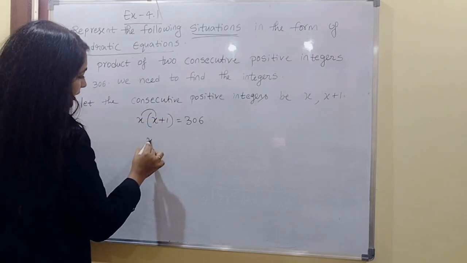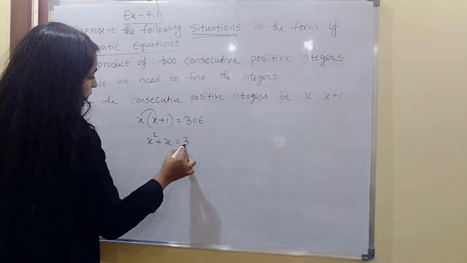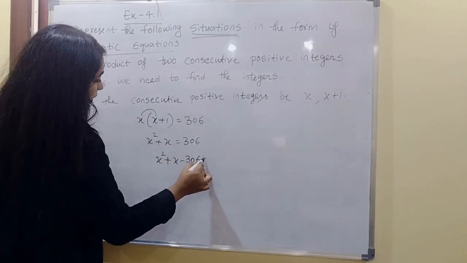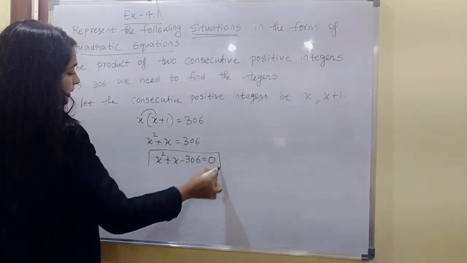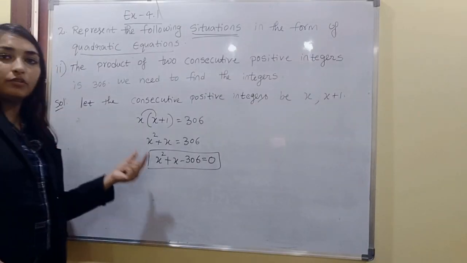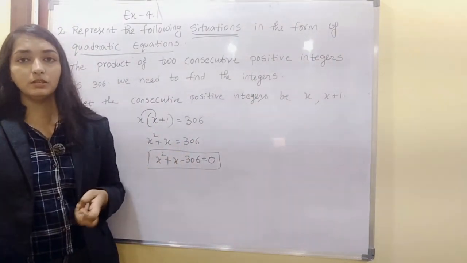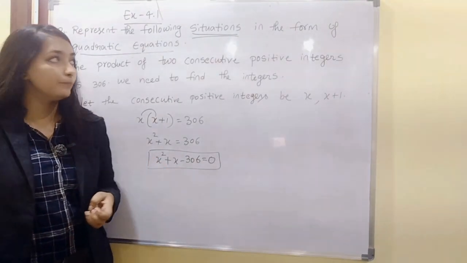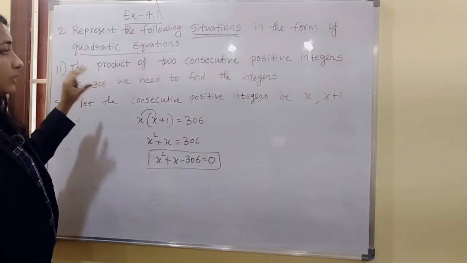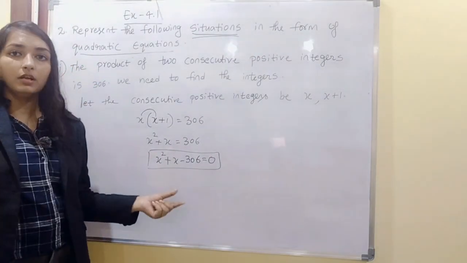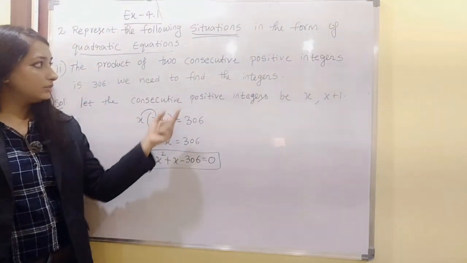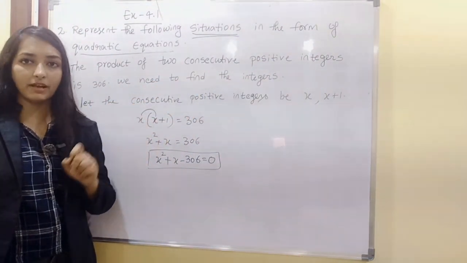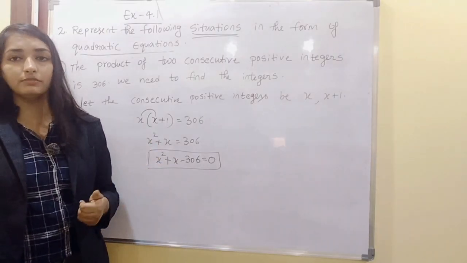You multiply x into x, x square plus x is equal to 306. x square plus x minus 306 is equal to 0. Okay. See, we got the equation in the form of ax square plus bx plus c is equal to 0. That is x square plus x minus 306 is equal to 0. So we represented the given situation in the form of a quadratic equation. And he also asked to find the integers. It means the x values.